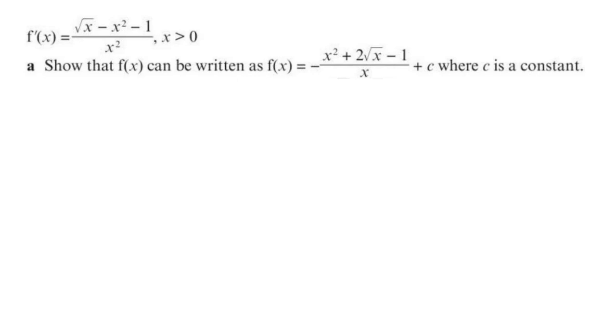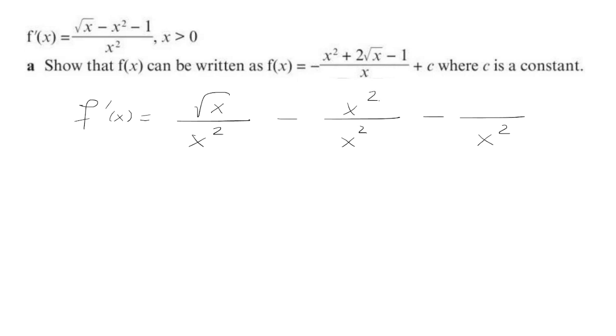We're given the derivative is this fraction, and we want to show that f of x is equal to this. So let's first start off with the derivative, and let's break this up into three separate fractions. Each fraction is going to have a denominator of x squared. The first fraction is going to have square root of x at the top, then x squared and 1.